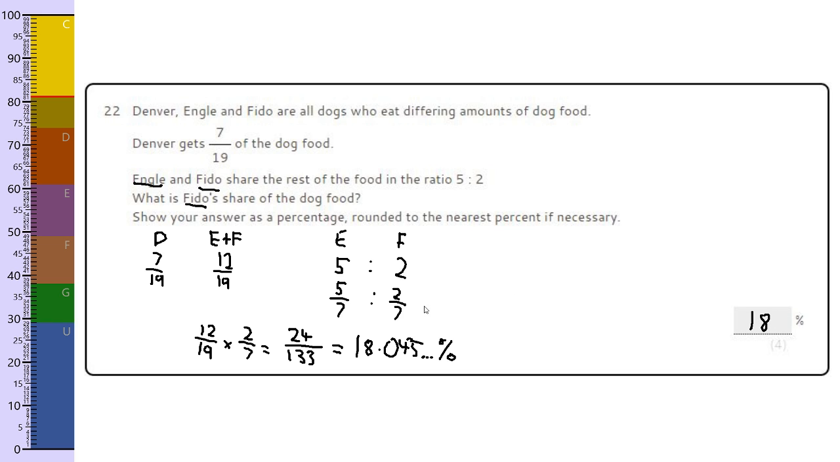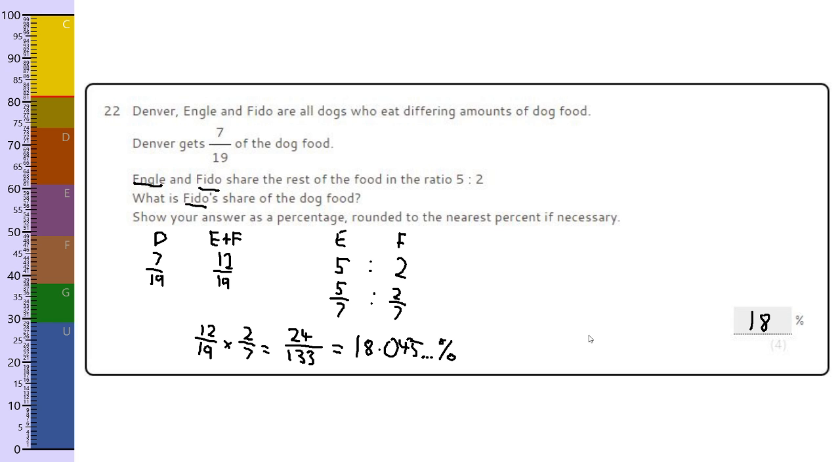Let's see if that makes sense. Well, they're getting the biggest share, and he's getting the smaller share of that biggest share. So yeah, that does make sense. Not an easy question, because we're mixing fractions and ratios, but that's generally what the exam will do. It will make things a lot harder and a lot more tricky.